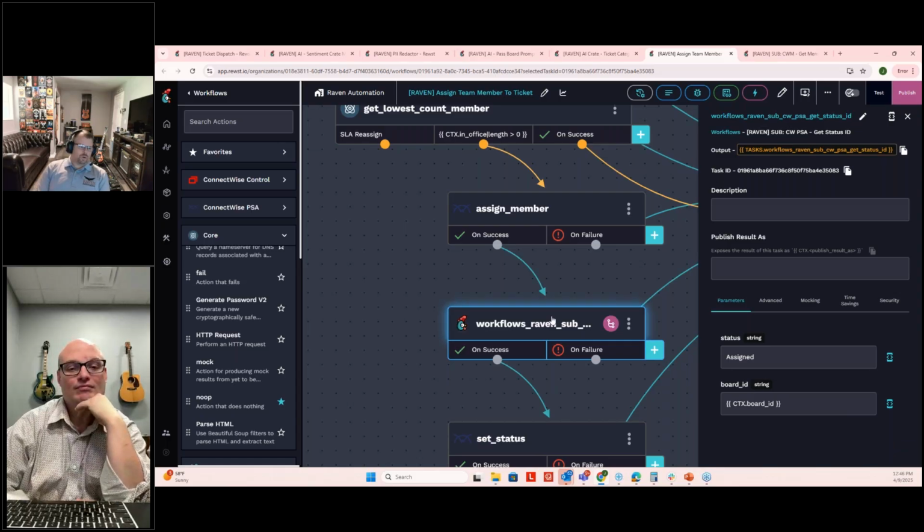And now we have a sub workflow to give us the status ID, because of course status IDs are going to be different for every service board in ConnectWise. So we're going to grab the status ID. That's just a simple helper sub workflow. And in fact, we actually have a tutorial on our website that shows you how to create that sub workflow as well. So go check that out and we'll walk you through how to create one of those yourself.